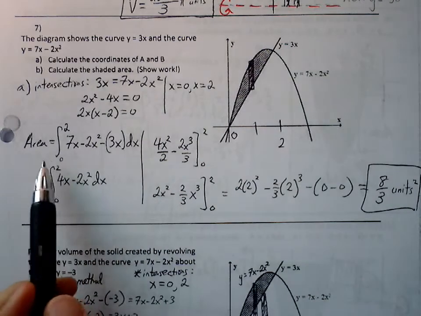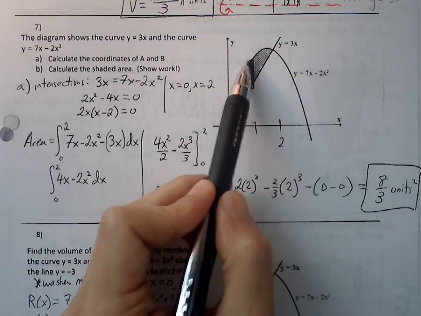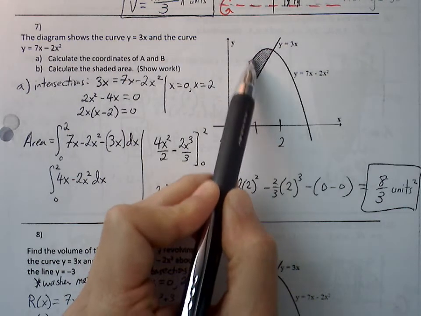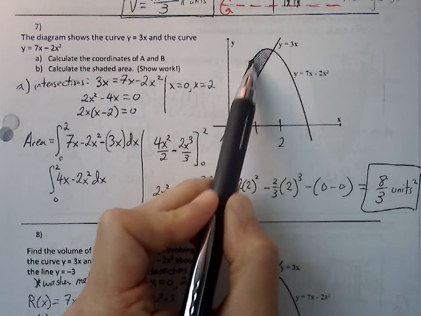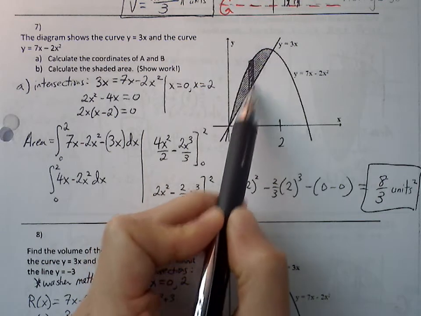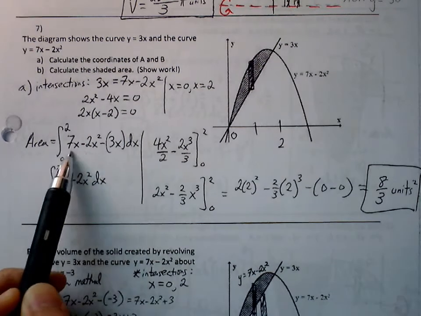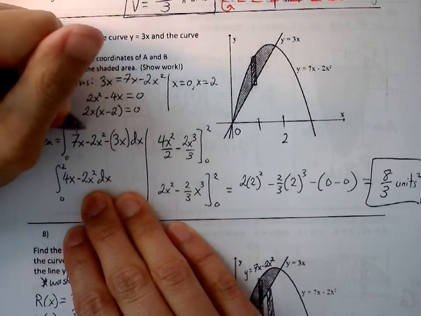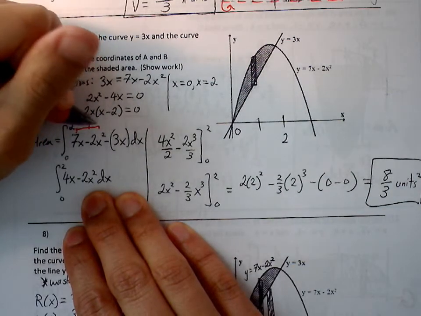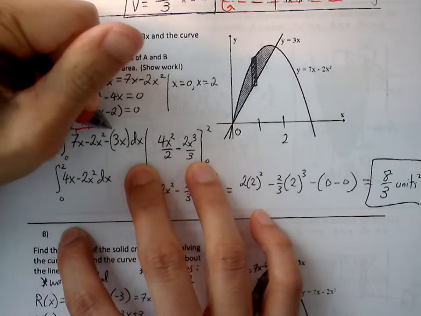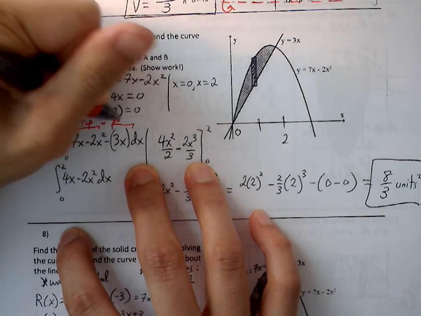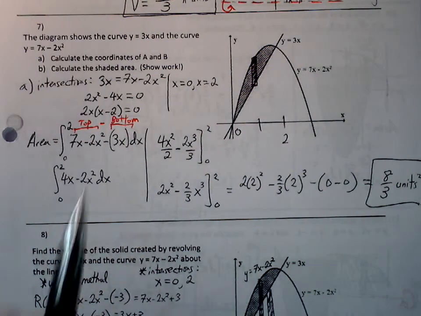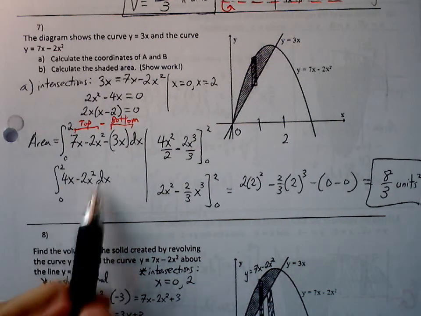Okay. And then we do top minus bottom. The top of my length is sitting on the curve, which is the 7x minus 2x squared. And the bottom is sitting on the line, which is the 3x. So it's 7x minus 2x squared. That's my top portion. Minus the bottom, which is the 3x. Clean that up, we get 4x minus x squared.